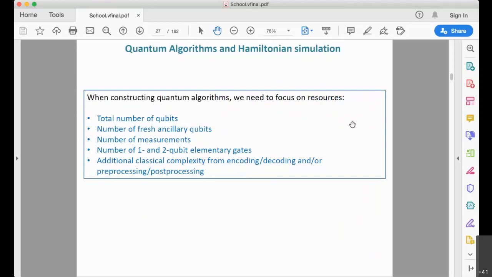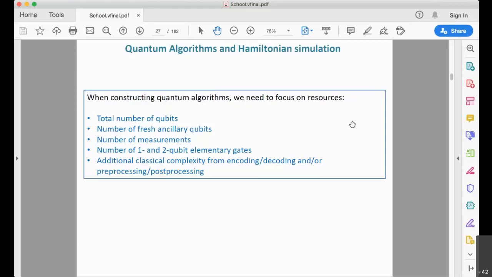So when constructing a quantum algorithm, what we are interested in are the resources. Those resources come in many ways. For example, the total number of qubits, the number of fresh auxiliary qubits that we need, the number of measurements, the number of repetitions of the algorithm that we have to do in order to obtain accurate results. Certainly, the number of 1 and 2 qubit elementary gates. And perhaps we even have to take into account the additional classical complexity from encoding, decoding, pre-processing, and post-processing. On variational algorithms, this classical complexity may be a big factor. So all these things contribute to the overall number of resources of the quantum algorithm.